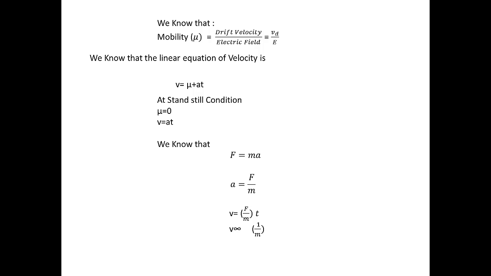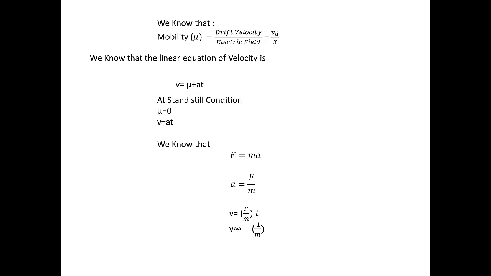And also we know that force equals mass into acceleration. From that equation, a equals F by m. The F by m is substituted in V equals at, we get V equals 1 by m into F into t. So from this equation, it is clear V is inversely proportional to m. That means the velocity is inversely proportional to the mass. So from this relation, it is clear the drift velocity is inversely proportional to the mass of the ions.